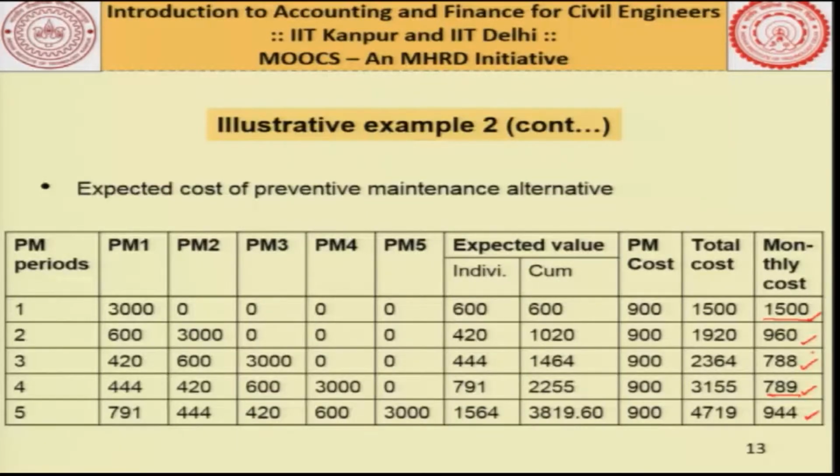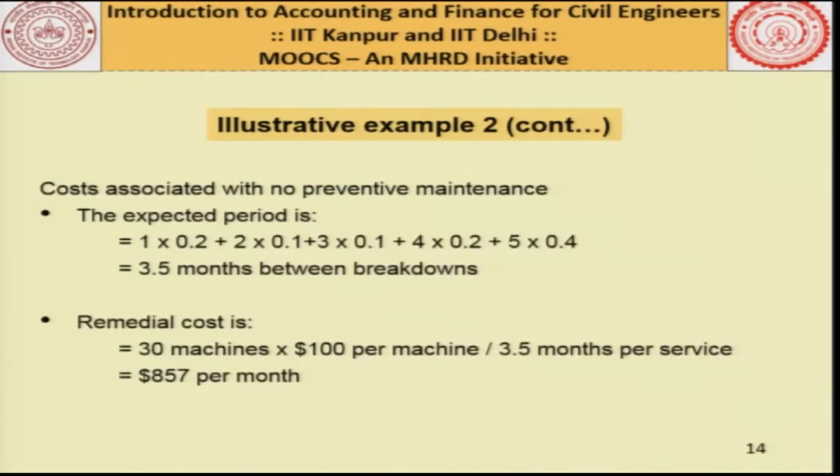So, you find your least cost is coming when you are going in for a policy which involves preventive maintenance every 3 months period. Now, you have already seen the cost implication of breakdown policy. So, this is how you remember, you got it. So, the time period between breakdowns is nothing but the expected value, 1 into 0.2 plus 2 into 0.1 plus 3 into 0.1 plus 4 into 0.2 plus 5 into 0.4. So, it is 3.5 months.